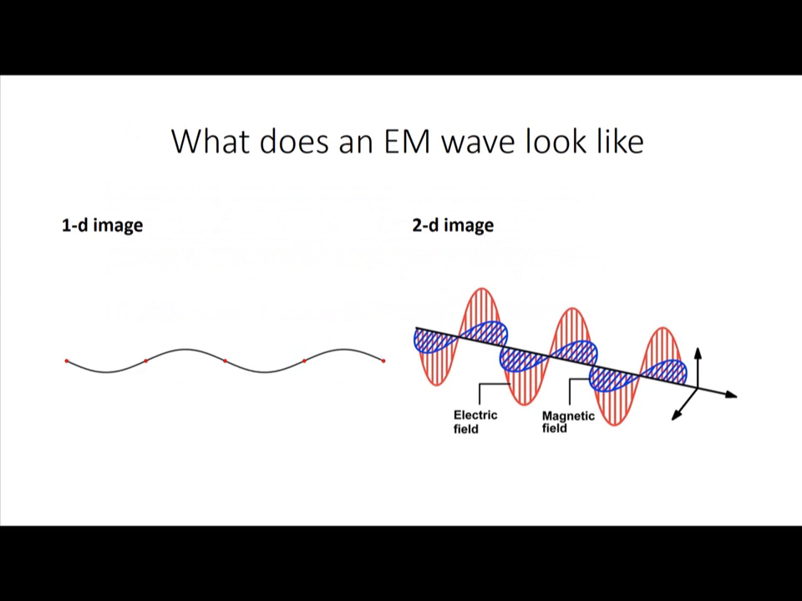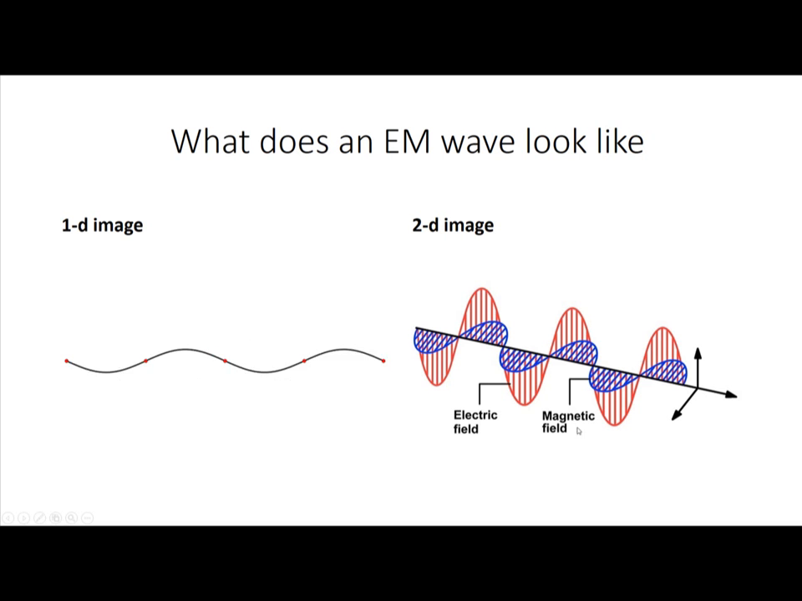Now, so what does an electromagnetic wave look like? Well, here is a 1D representation of an electromagnetic wave. It almost resembles the wave that is produced by a string. So you could say that this looks like a transverse wave. A 2D representation of an electromagnetic wave would look like this. Notice that you have the red zone and you have the blue zone, and they are at right angles to each other.